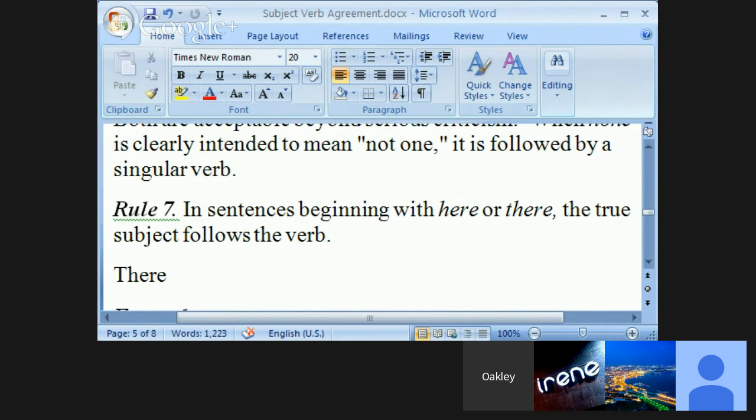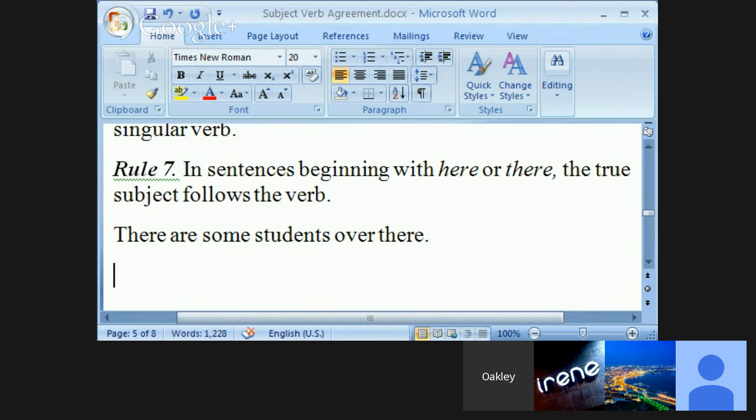There are some students over there. Very good. Okay, there are some students over there. Students, plural. Okay, we need the plural verb with there and here.